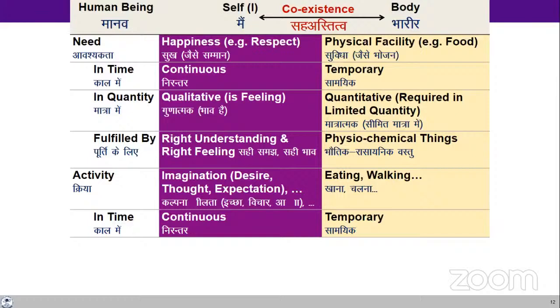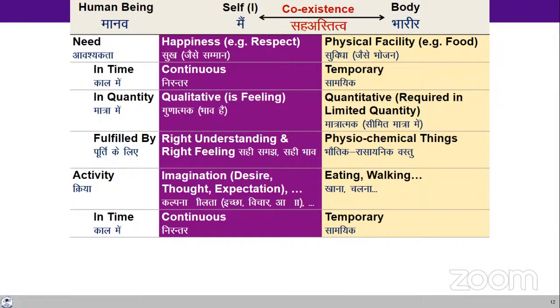But when we think about the need of the self, whether I'll be able to measure the quantity, whether the need is continuous or temporary, with respect to happiness, in terms of time, do I need it only for some time or continuously? Yes, continuous need. The need of the self is continuous. But when we think about measuring this need, whether I'll be able to measure happiness, whether I'll be able to say that I need 2 kg of happiness, 3 meters of respect. What do you think about this? Is it quantitative or qualitative? We can respond. Yes. The need of the self is qualitative. The need of the body is quantitative.